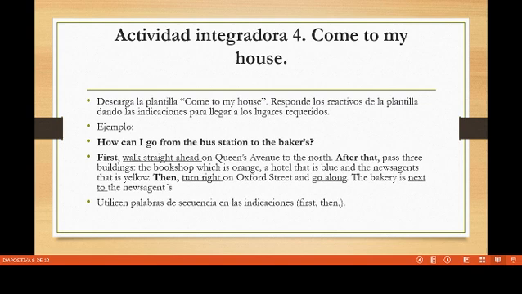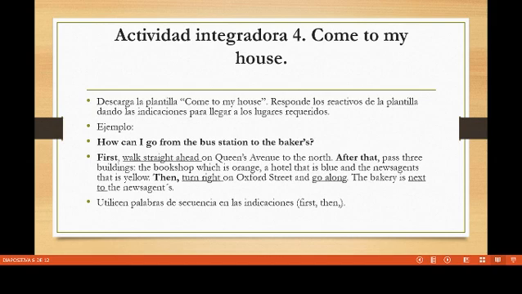Y esta es una de las primeras preguntas. How can I go from the bus station to the bakers? First, walk straight ahead on Queens Avenue to the north. After that, pass 3 buildings. Don't forget to use sequence words.